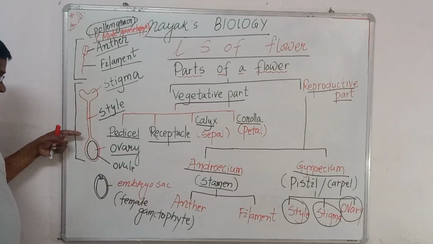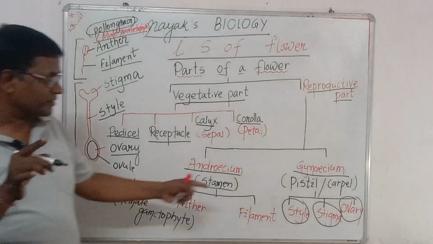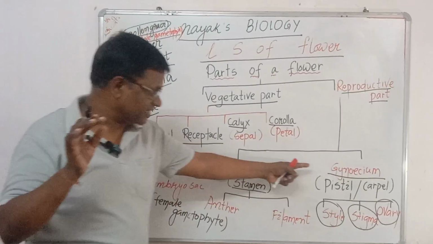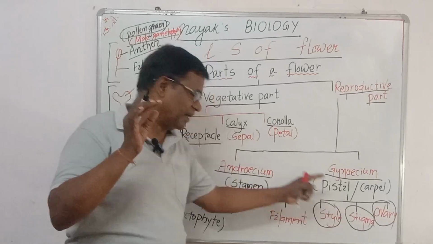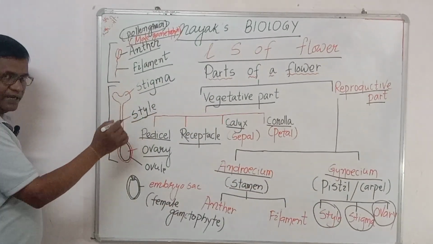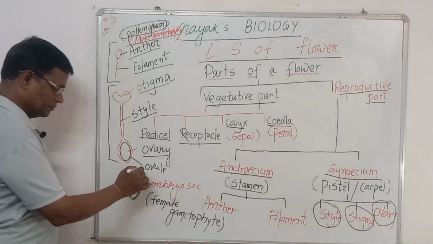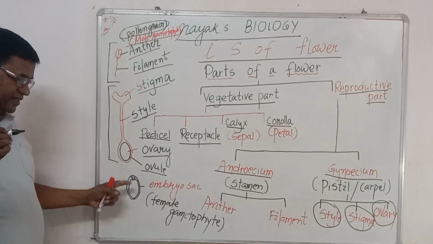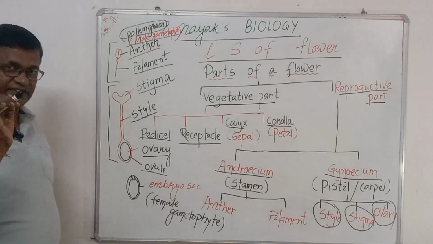These three portions combined are called the pistil or carpel, which is a part of the gynoecium, the female sex organ. The female sex organ consists of the pistil having three parts: stigma, style, and ovary. The ovary consists of the ovule, and inside the ovule there is a structure called the embryo sac. We will study the embryo sac in detail, as it is in the 10th syllabus.